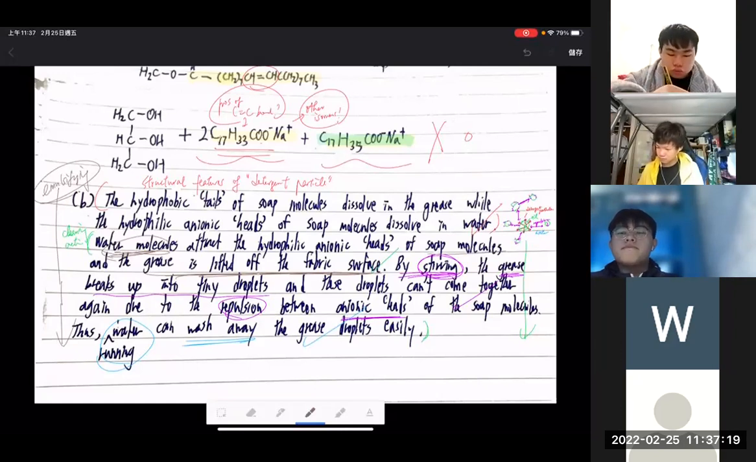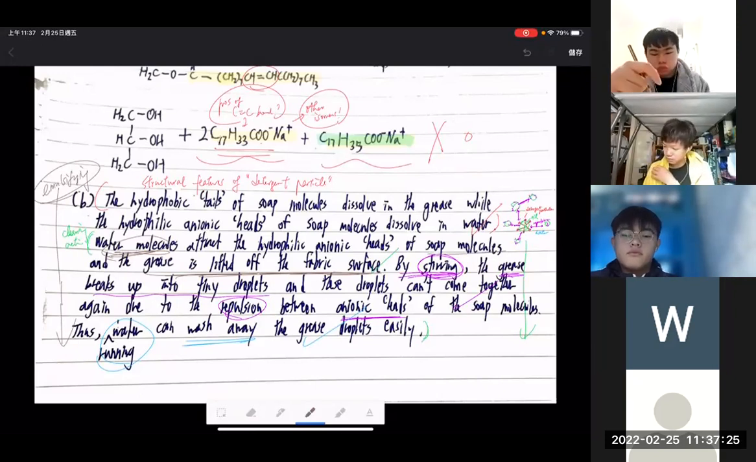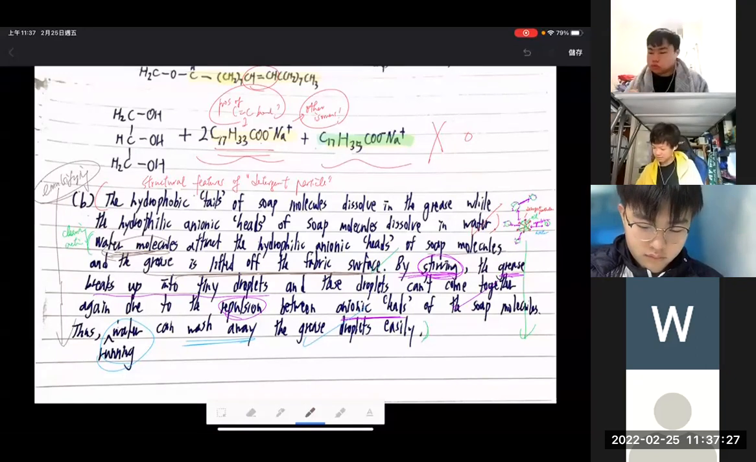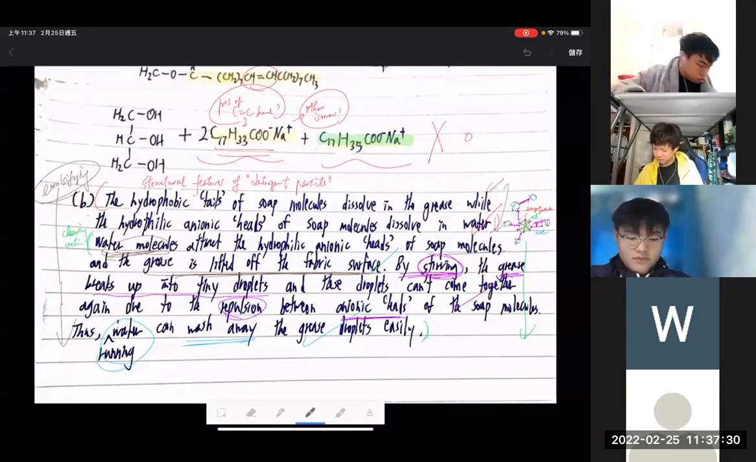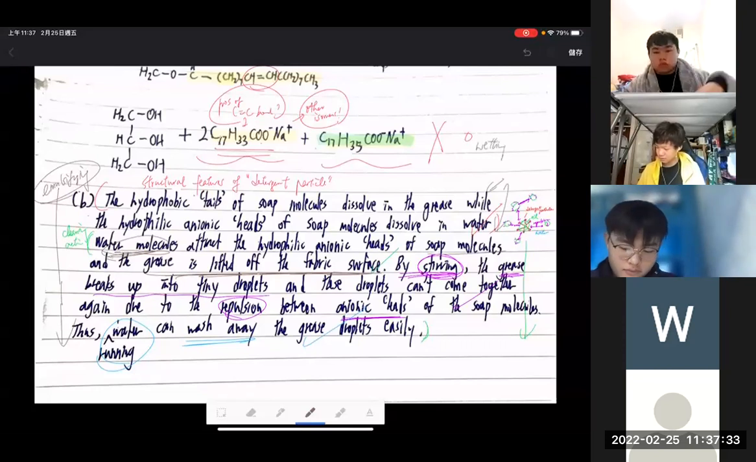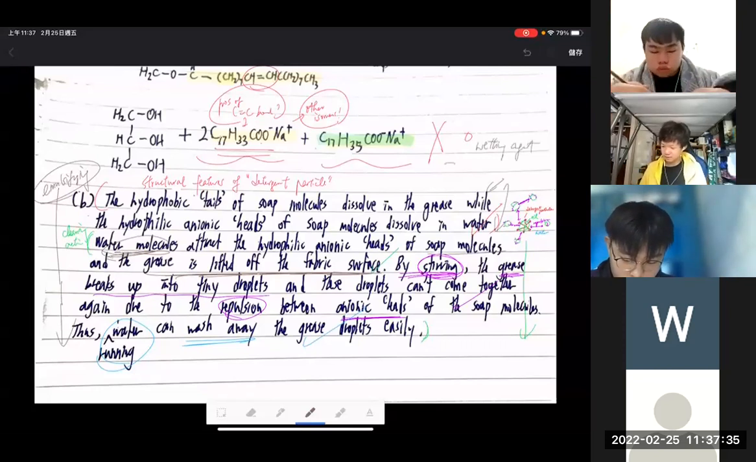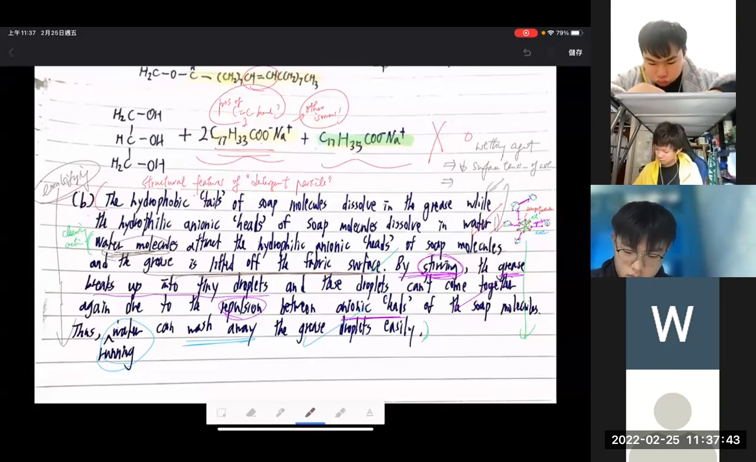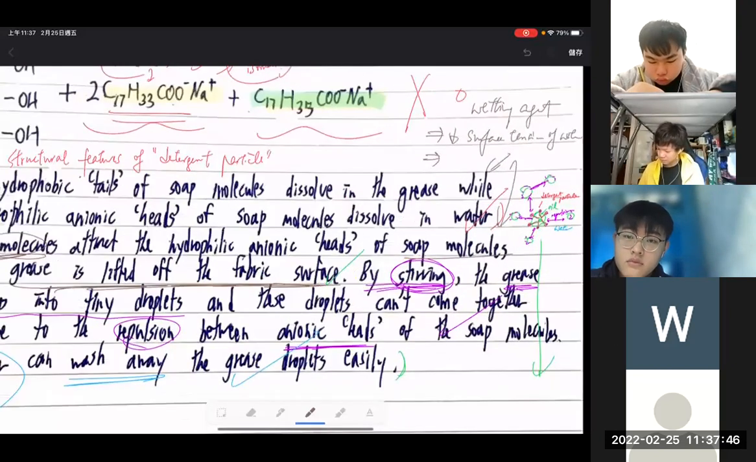Wetting property of soap. Yes, the detergent particle shows a wetting property. So of course you may put it here or you can put it here by telling it is a wetting agent by reducing the surface tension of water so as to wet the surface, fabrics, okay, more easily.